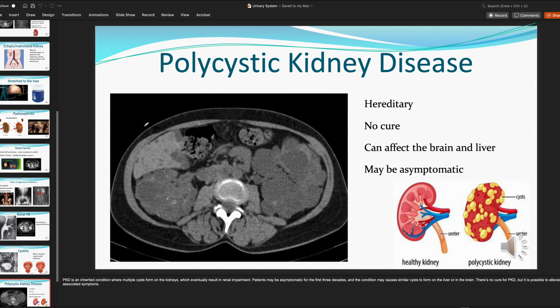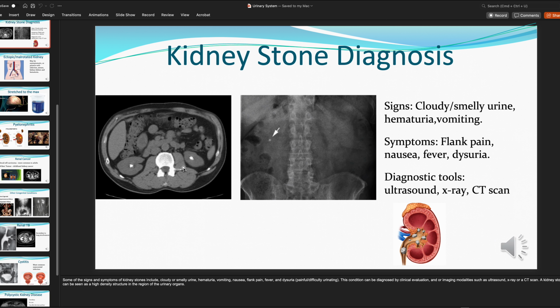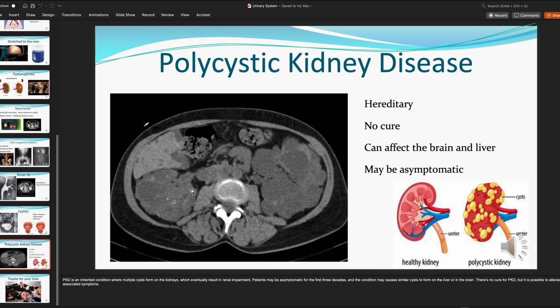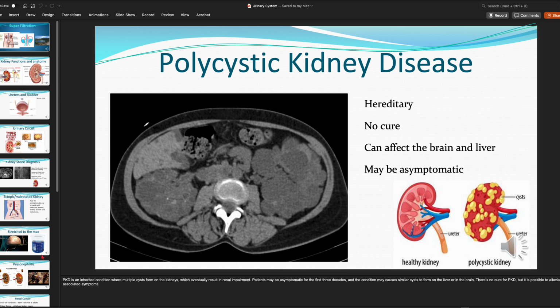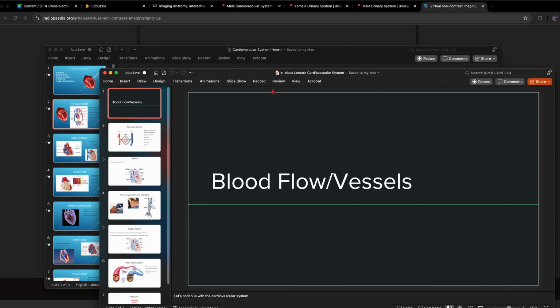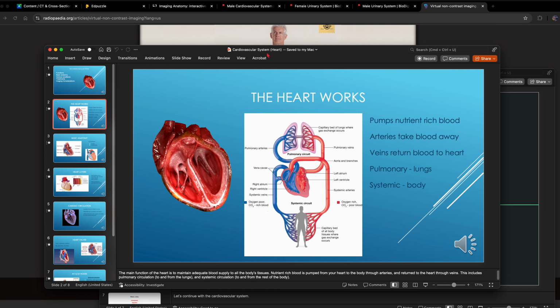So if we look back at a normal kidney here, normal meaning it does not have PKD, it has a kidney stone. But here's one that has PKD on CT. You can see it there. All right, and that's the short description of what these 13 slides are about. Now let's quickly move on to the heart, and then we'll go on to the blood vessels.